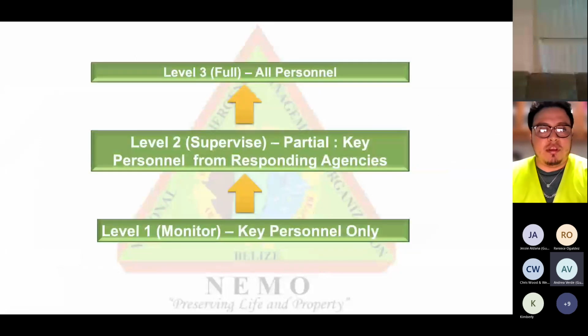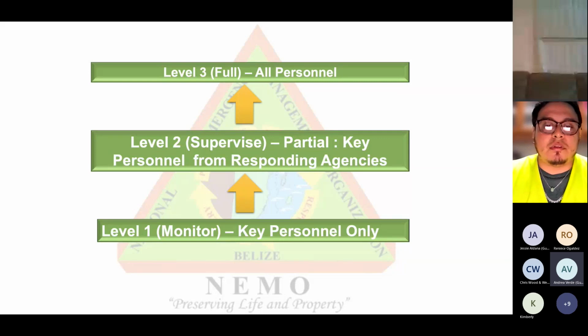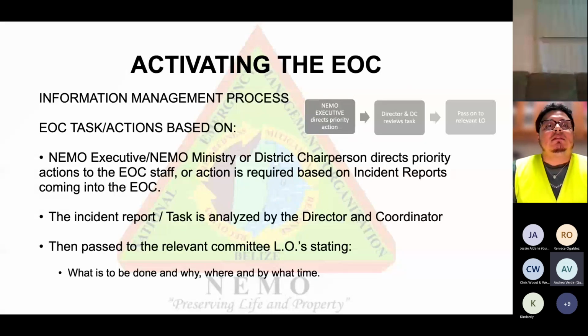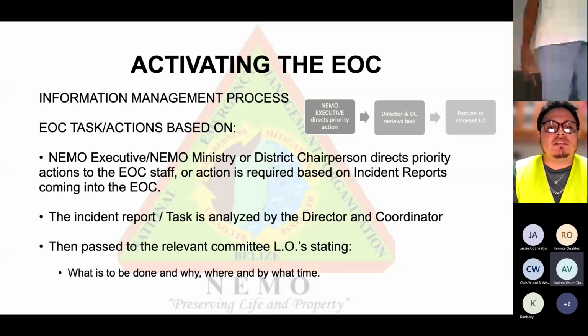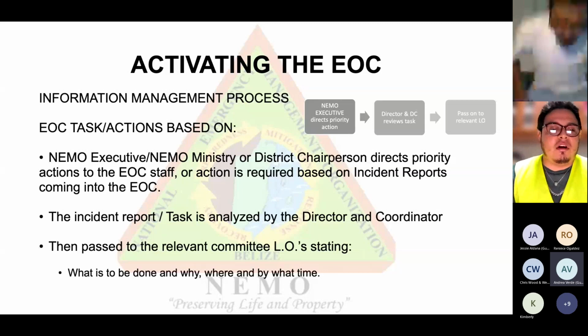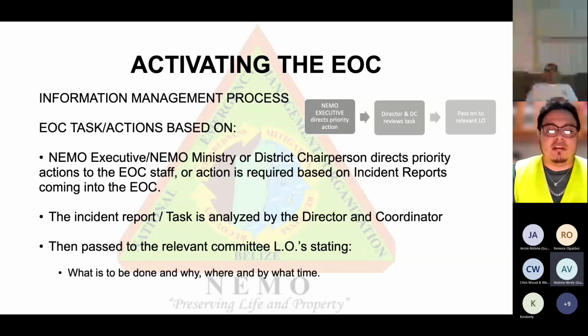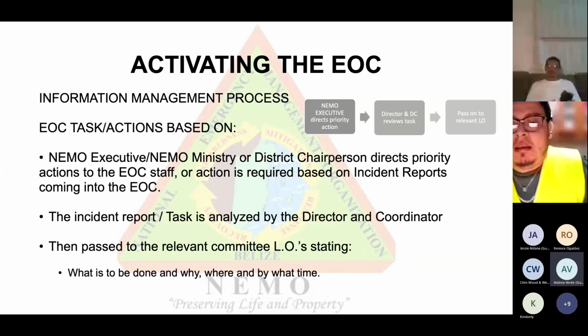Okay, in this level 3, I'll be showing you a video of an incident we had last year and how we met up with the full activation, where each officer in charge activates. Now, activating the EOC, the information management process. The EOC task actions are based on the NEMO executive, the NEMO ministry, or the district chairperson, as I mentioned, directs.